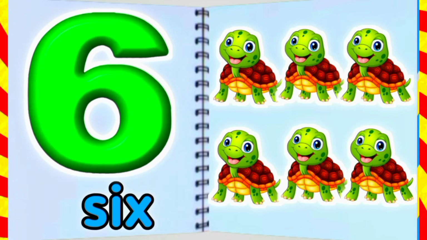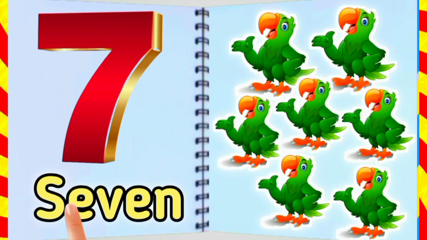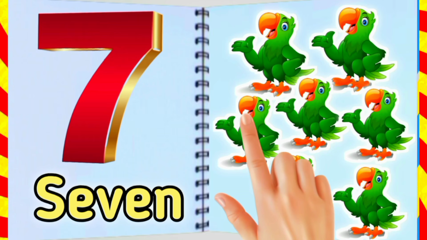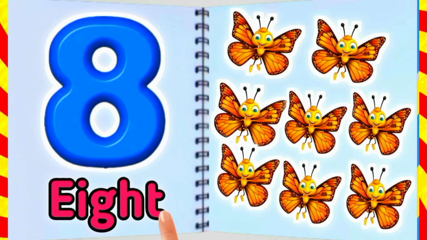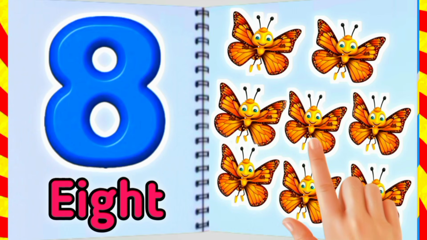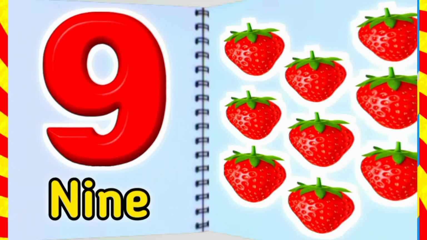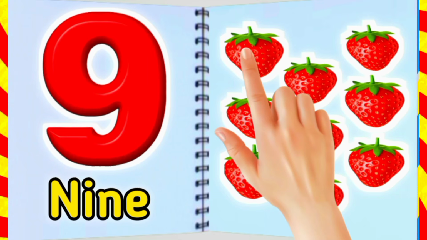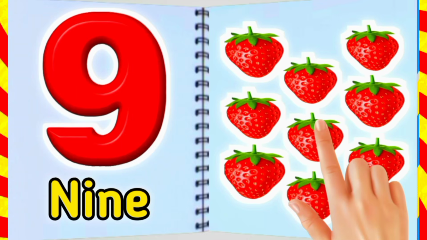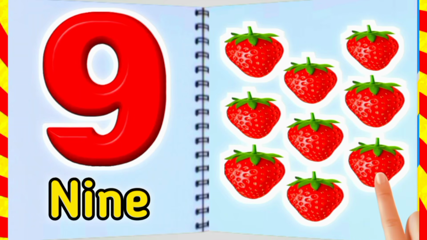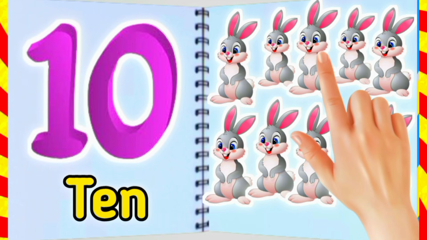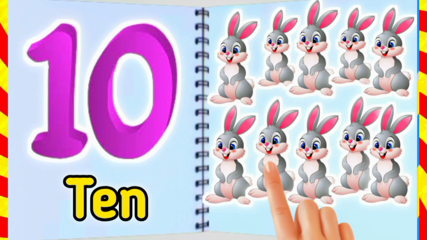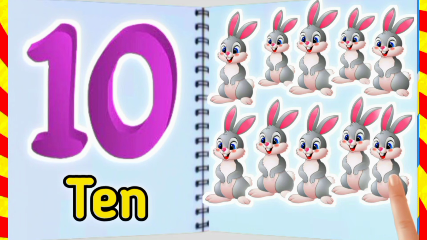Six turtles. 1, 2, 3, 4, 5, 6. Seven parrots. 1, 2, 3, 4, 5, 6, 7. Eight butterflies. Nine strawberries. Ten rabbits. 1, 2, 3, 4, 5, 6, 7, 8, 9, 10.